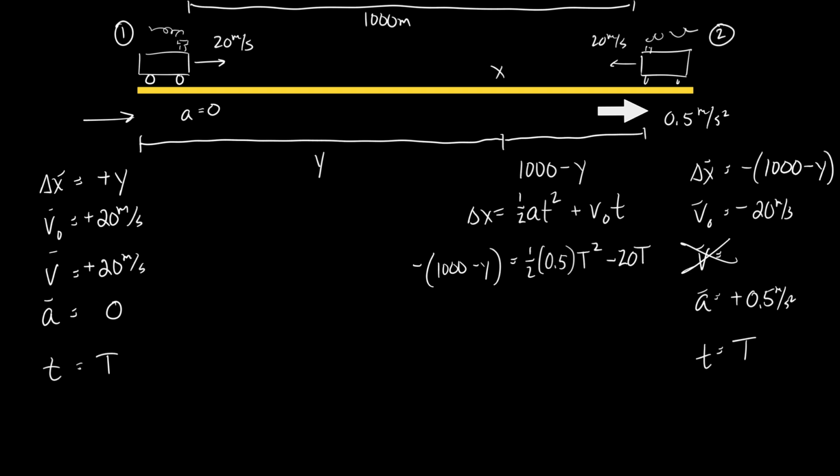Yep. Why the negative in front of delta X? What direction is that train going? To the left. Isn't left negative? Oh, you're right. Okay. Just being consistent.